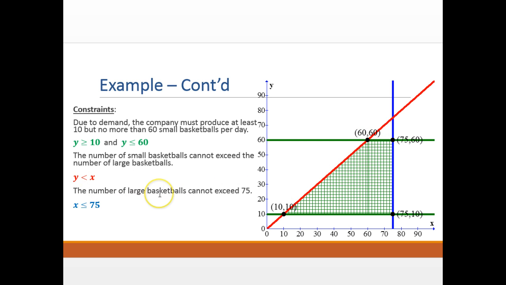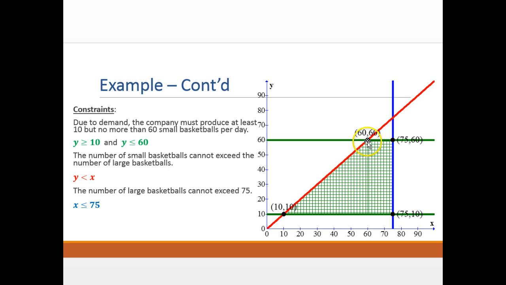The number of large basketballs cannot exceed 75. Well, here's the number of large basketballs. X is less than or equal to 75. So now I have all my constraints in place, and my feasible solutions fall in this shaded area. Now we need to make our table. We need to identify our vertices. These are where the lines intersect.